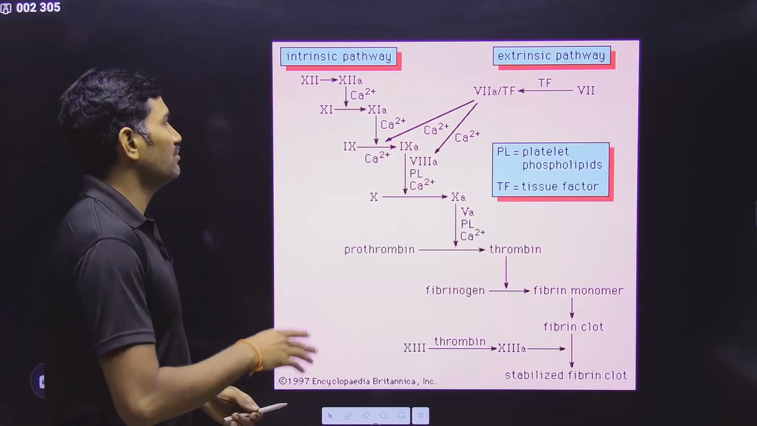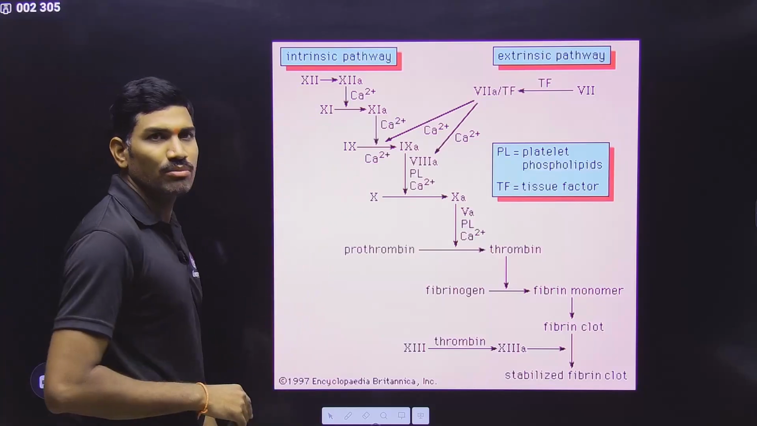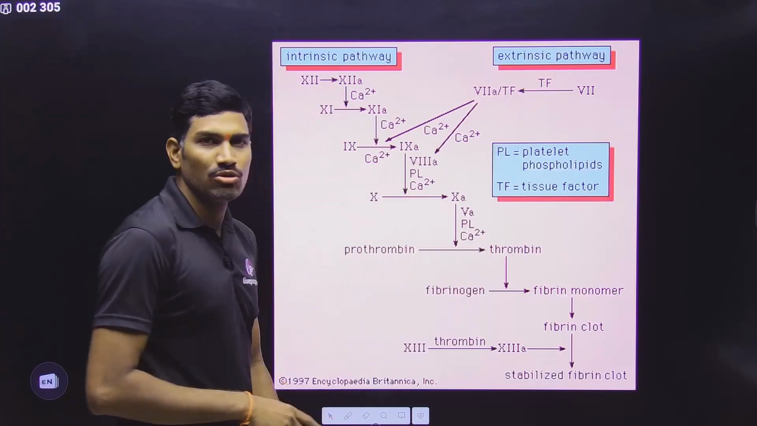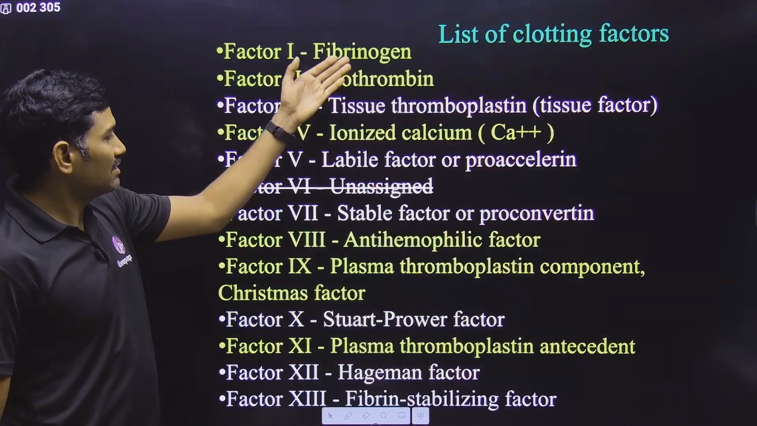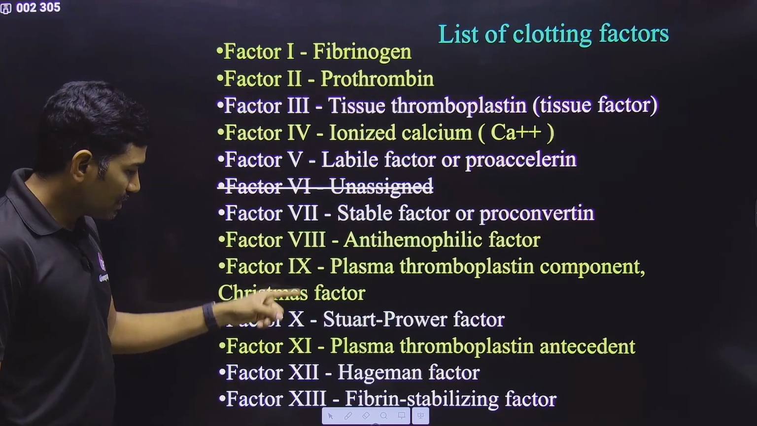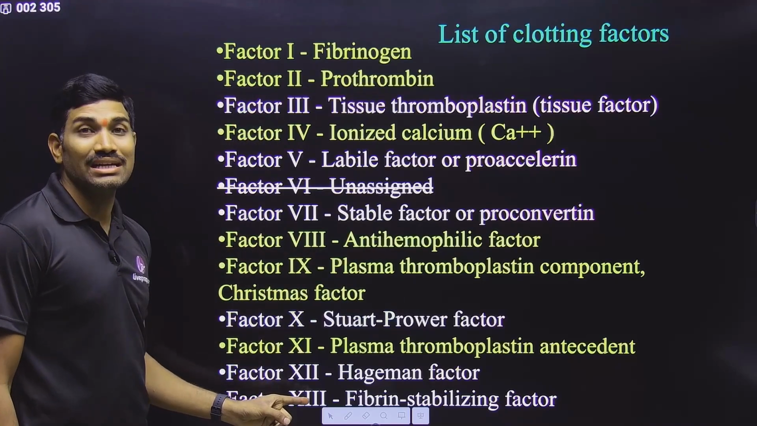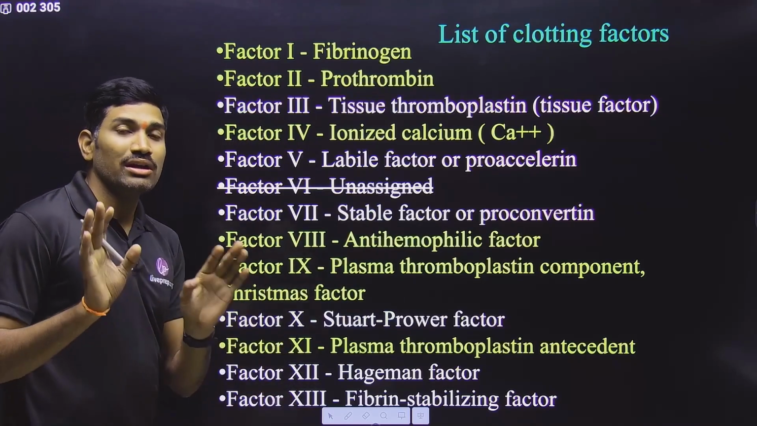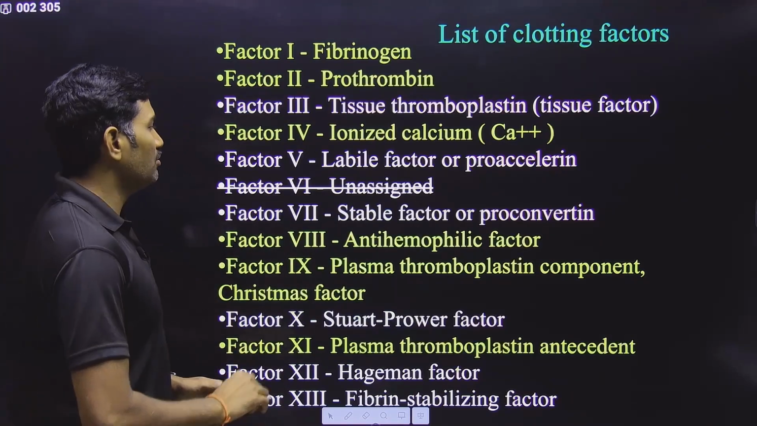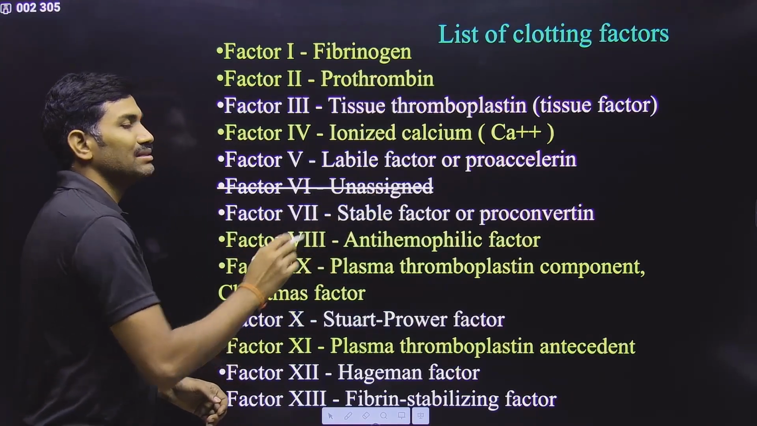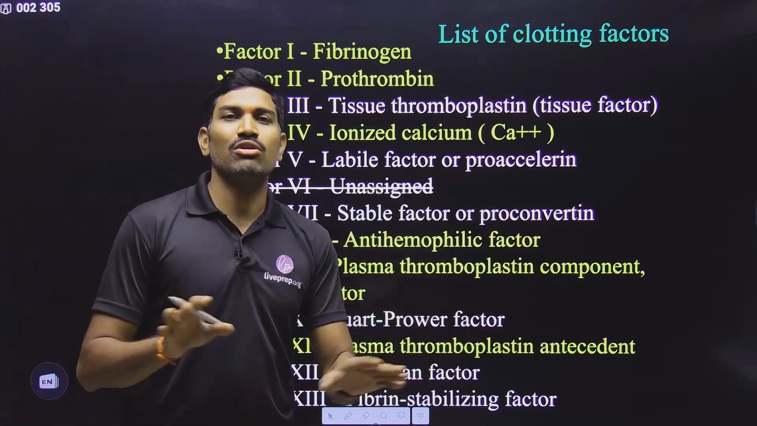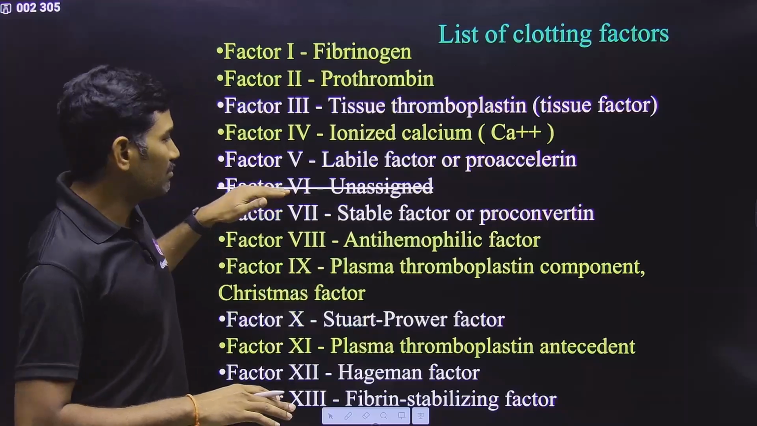And here, if you observe, they have given some Roman numbers. With the help of Roman numbers they mention all these, but originally they have fixed names. Even though we write up to 13, how many factors are originally present? Only 12. Why only 12? Because number 6 is not assigned to anything. There is no clotting factor with the number 6.